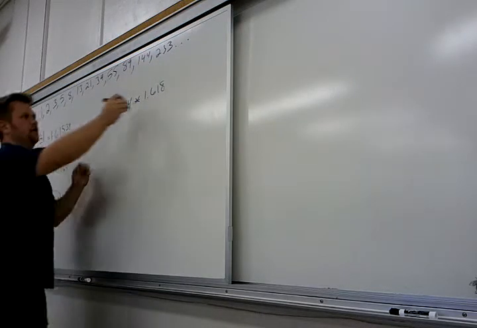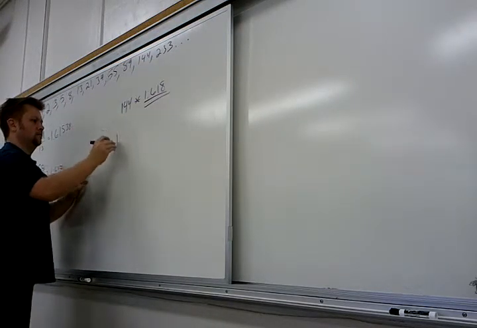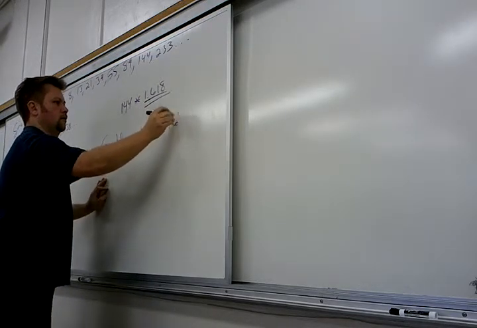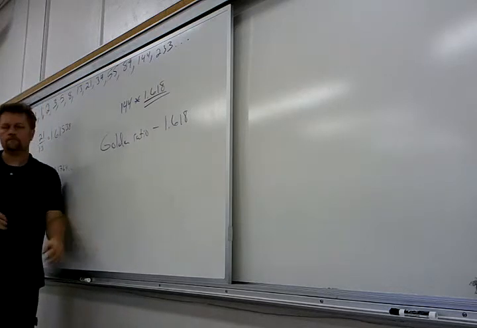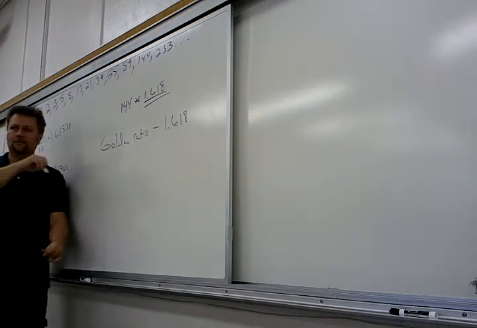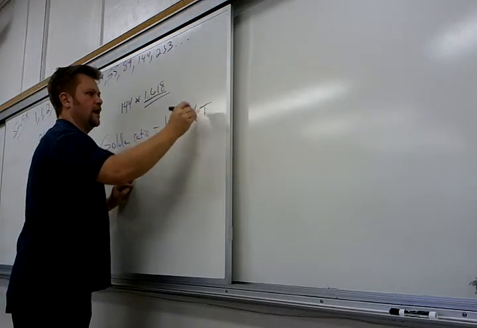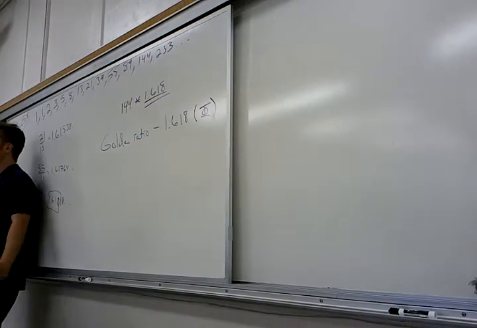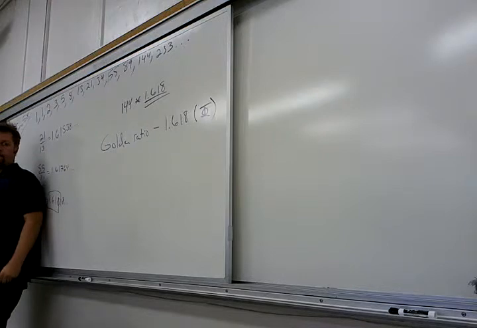And this is what's called the golden ratio. Sometimes it's given the Greek symbol, phi. It's like a fat I. An I has got a big old belly. Okay, so that's the Greek symbol, phi.